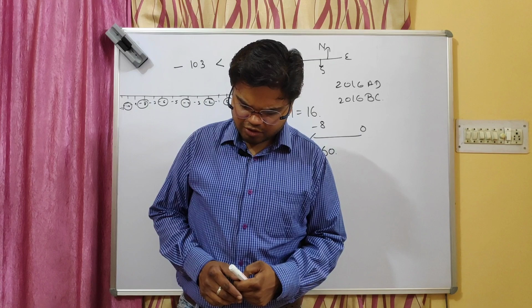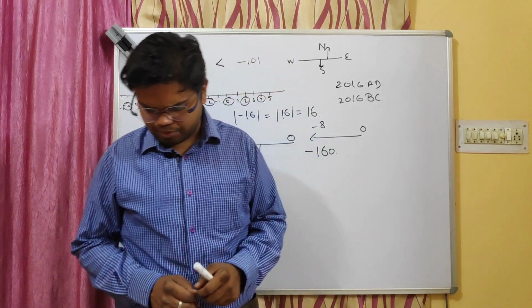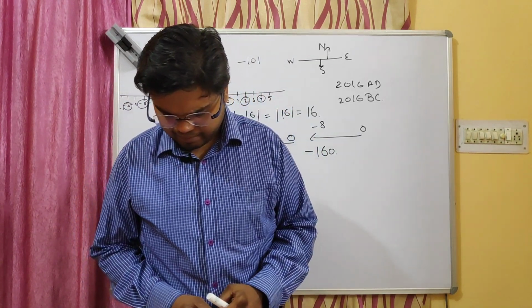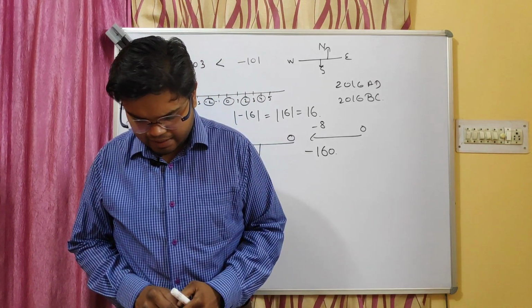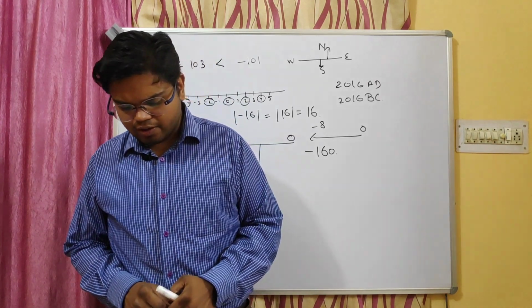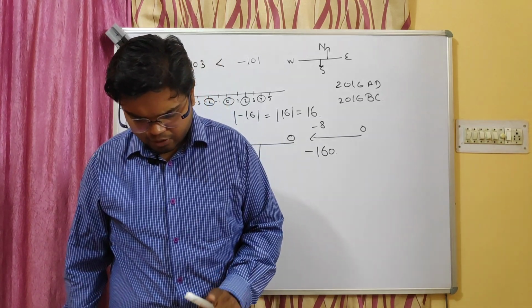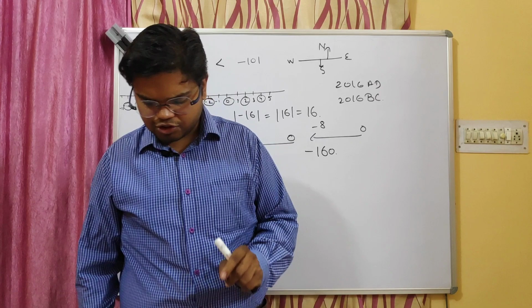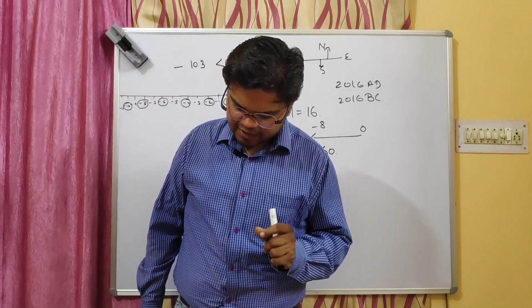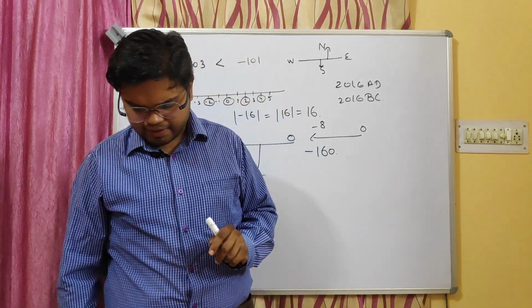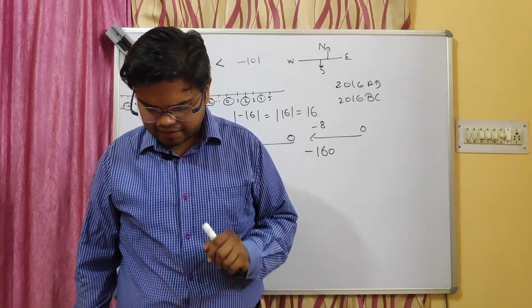Mark the following integers on the number line. Question number 6 we won't be doing because we haven't discussed the number line and drawing. Question number 7. Write all integers between minus 5 and 2. I'll be doing question number 7, first part and the fourth part. And you will be doing the second and the third part.